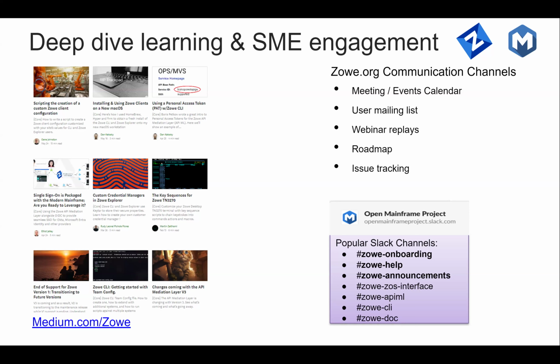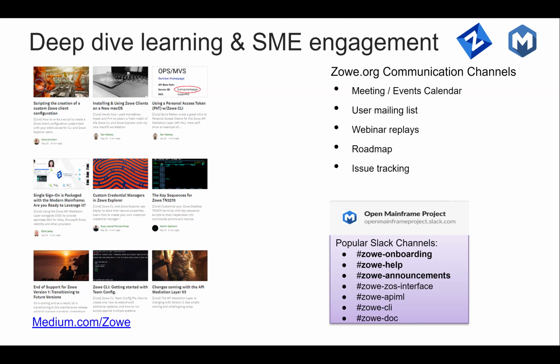If you're interested in single sign-on and multi-factor authentication in relation to what additional value the API mediation layer brings, we have a blog for that. For team config, Jean just released a nice blog that will supplement what you just learned from Adam in learning how to write a script to create your Zowe client configuration, or your team config. And there are plenty more blogs out there. Go ahead and search on a topic of interest.